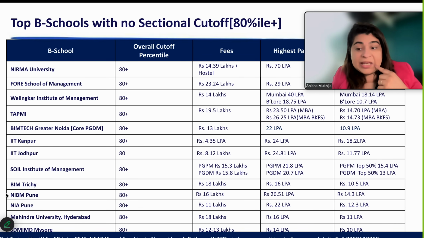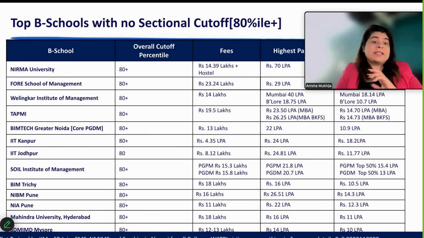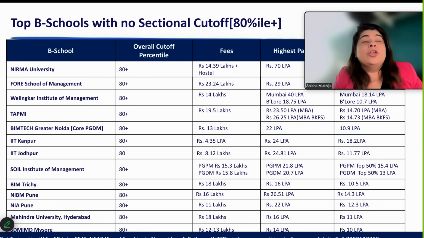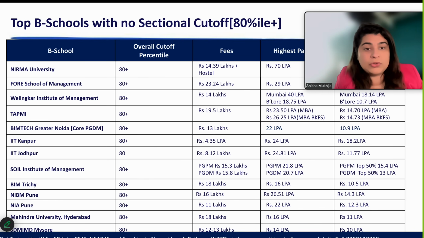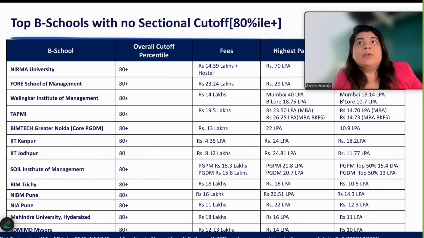So if I talk about NIBM Pune, this year they are not accepting any other exam apart from CAT and a few students from GMAT. So all the students can expect that the cut off will probably come down for category and the general students also. General students can look at probably an 80-85 percentile plus, and the category students can be looking at 75 to 80 percentile for NIBM.